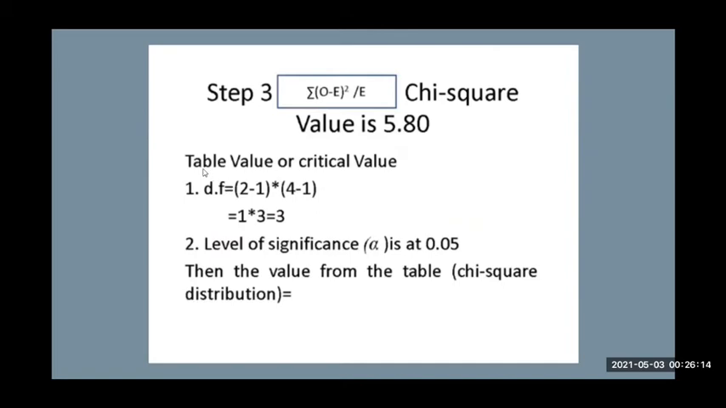And then for the table value or critical value, we're going to get the degrees of freedom. We have 2 rows, so 2 minus 1, and we have 4 columns, which is 4 minus 1, and the answers will be multiplied, and 1 times 3 is equal to 3. Our level of significance is the default one, which is 0.05.